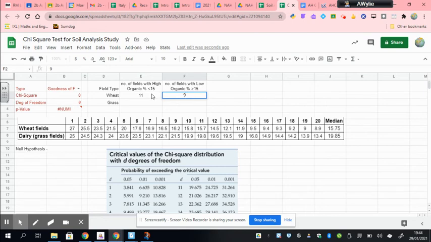So we've got roughly the same number of wheat fields with a high organic content as have a low organic content. But of course, we're not looking for the difference there. We're looking if there is a difference between wheat and grass. So let's do a little count of our grass fields. We've got 1, 2, 3, 4, 5, 6, 7, 8, 9, 10, 11, 12, 13, 14, 15 fields have an organic content above 15%, which means we must have 5.